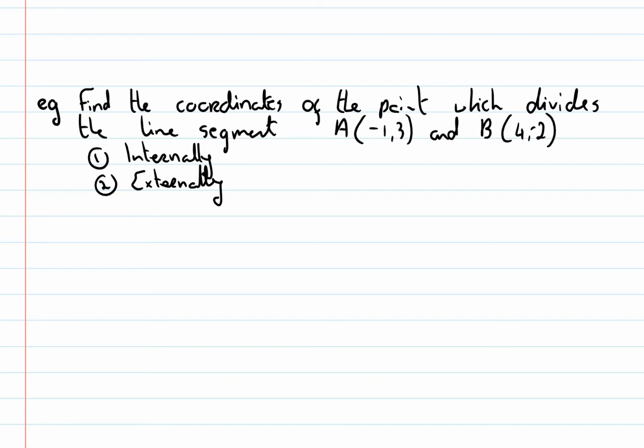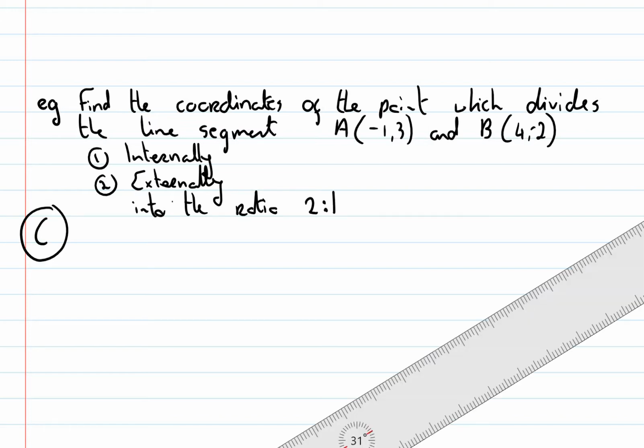So find the coordinates of the point which divides the line segment A, (-1, 3), and B, (4, -2). So we're looking for the point C that divides this line segment, A and B, into a given ratio. Okay, and I better write down that ratio. Say, into the ratio 2:1. Okay. So let's just draw this line first.